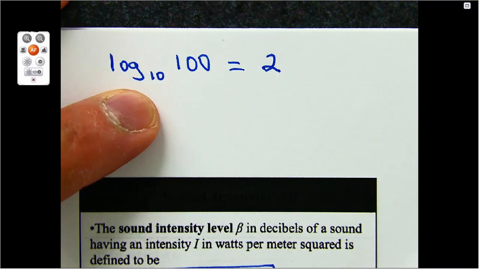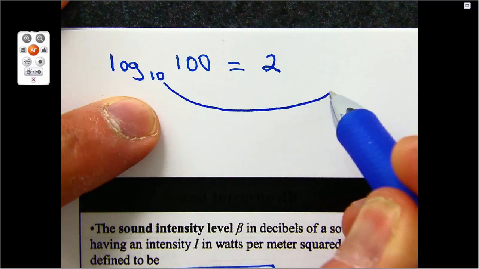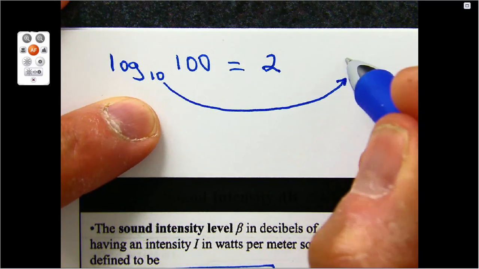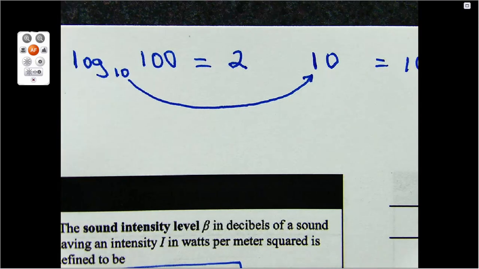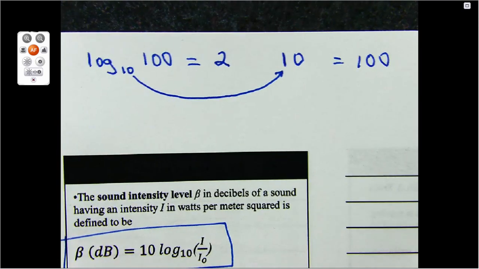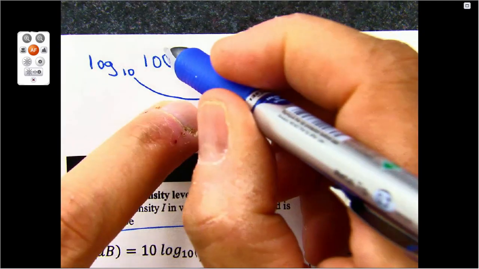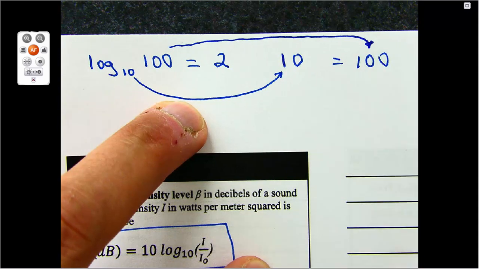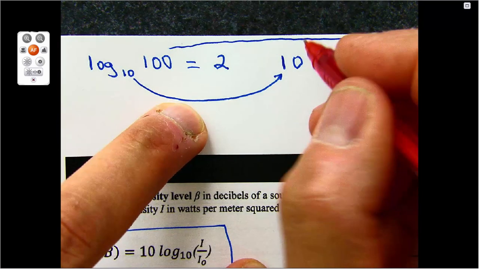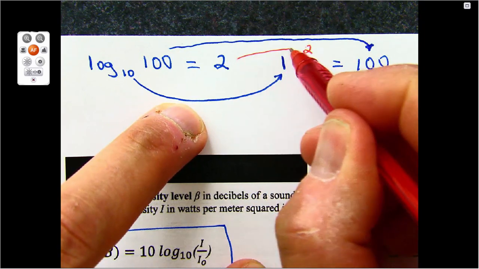That represents, if you take this base, how do you get 100 out of it? You get 100 when your base power is 2, right? It's returning this value.